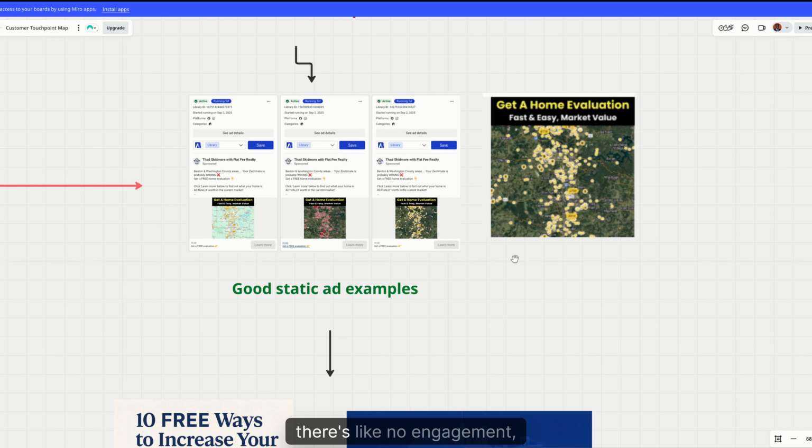Even just looking at it, there's no engagement, there's no rapport. It doesn't really scream at me. I wouldn't want to click on this.